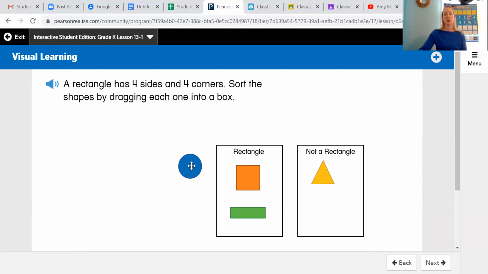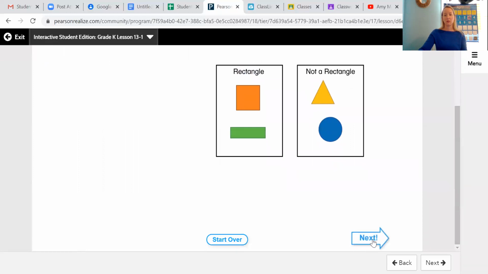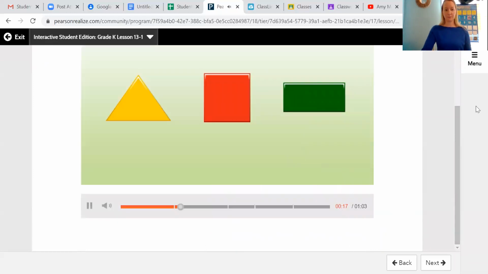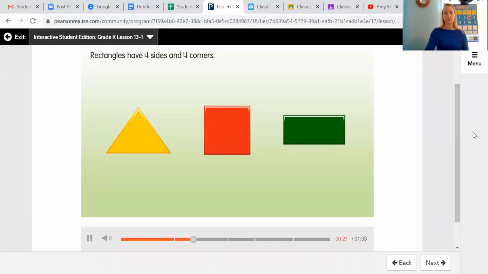Our last shape is a circle. Does this circle have 4 sides and 4 vertices? No, it does not have any sides or any vertices. It is curved. So this one will go under not a rectangle. Good job. What do you know about rectangles? Rectangles have 4 sides and 4 corners.